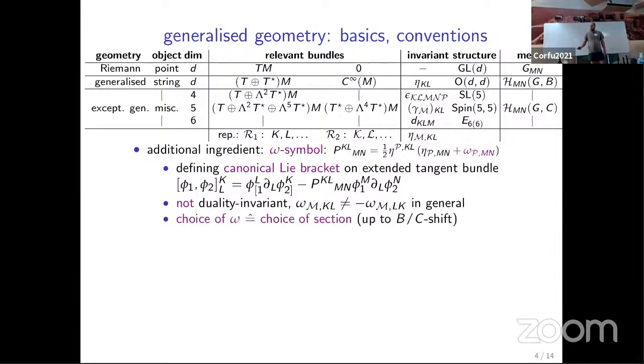And just as a side comment, it might appear that this is a very different thing from generalized geometry, but it turns out that a choice of this omega symbol corresponds to a choice of physical coordinates, so a choice of section. So the physical input, in fact, stays basically the same.